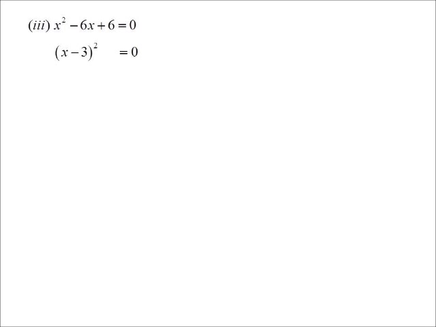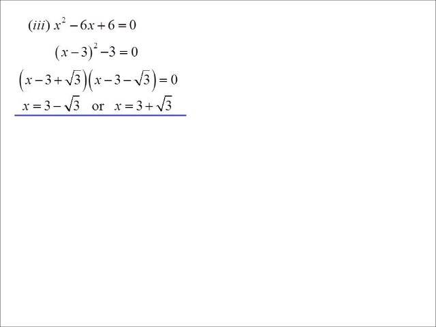So I can't just change the question. How do I get from 9 to 6? Well, I'll subtract 3. And what we now have is a difference of 2 squares. So I could factorise that to say, well, that's x minus 3 plus root 3, x minus 3 minus root 3, and we get our 2 answers. Okay, well, either it's 3 minus root 3 or 3 plus root 3. So that's an alternative approach to completing the square.